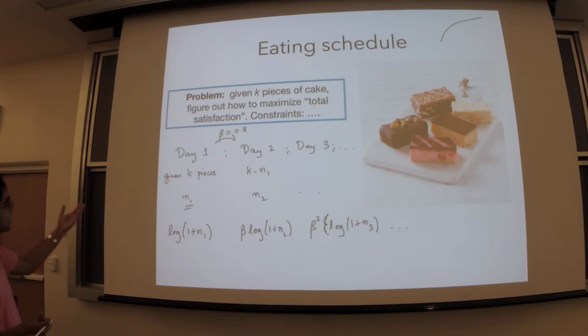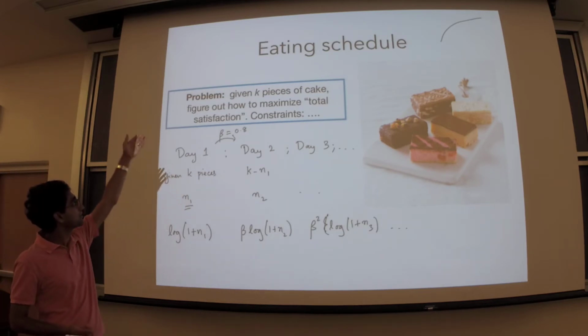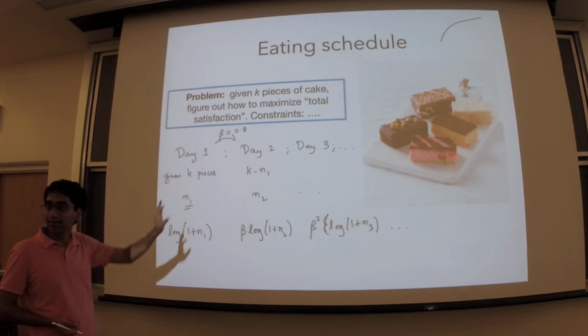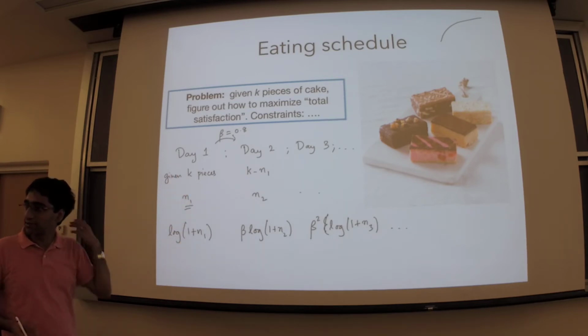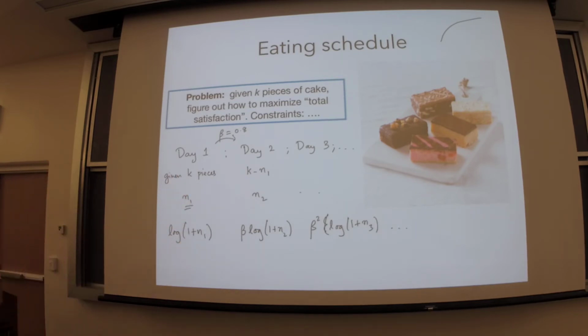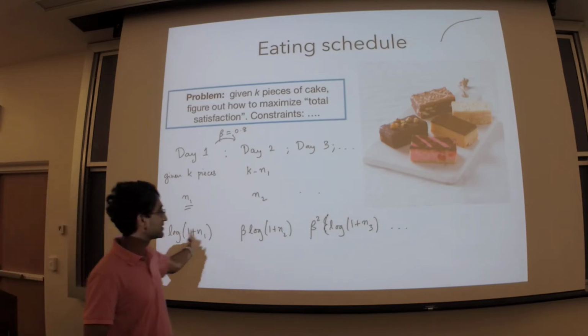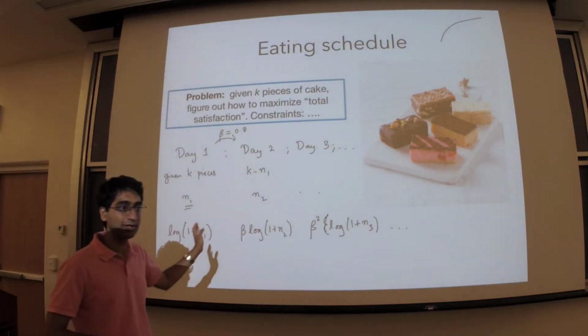And now the question is, given some k and given the value of beta, how much do you eat on each day so that your total satisfaction is as large as possible? So this is the question here. And again, this should remind you that there is some sequential decision making and there's some reward that depends on all the choices you've made.